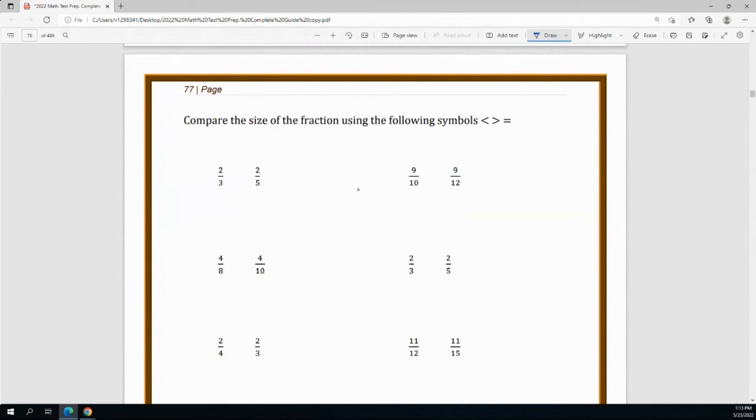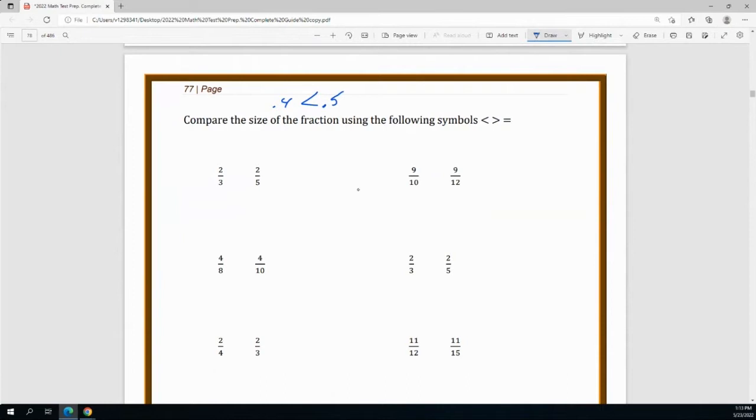Comparing fractions. Well, again, this is like decimals, where if I showed you 0.4 and then I showed you 0.5 and I said, which one's bigger? You would say, well, 0.5 is going to be bigger than 0.4. It's the same with these fractions.